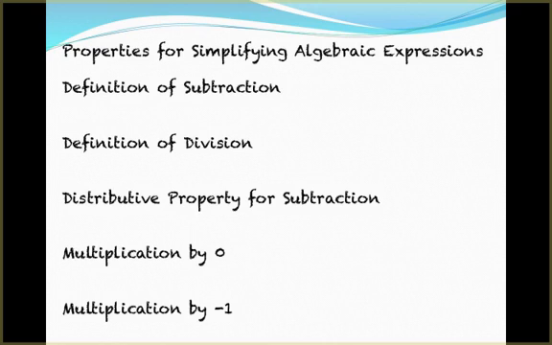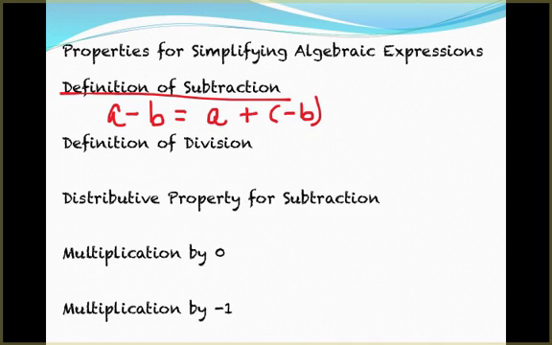Now we're going to finish up with a few properties that we're going to use to simplify algebraic expressions. These are all things that you should be familiar with, but we're going to use them, and you probably already use them and don't even think about it. So let's look at what we mean by the definition of subtraction. In subtraction, we really mean that if you want to do A minus B, that's the same thing as A plus negative B, or the opposite of B. A lot of times you're going to hear me say, change your subtraction problems to plus the opposite.